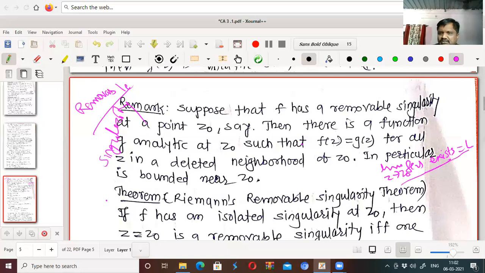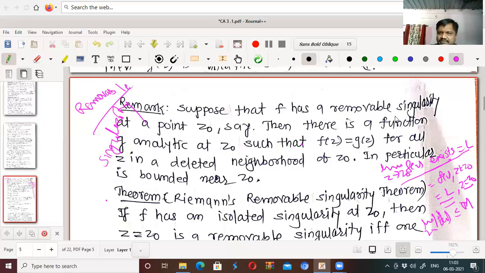How to remove this singularity now? Define this function f of z for z not equal to z0 and equal to L for z equal to z0. In this case, the function becomes analytic at z equal to z0. So we can remove the singularity by redefining the given function, and its limit exists and it is equal to L. That means the modulus of f of z is less than or equal to some constant M, where M is greater than 0. That means this function is bounded as z tends to z0.